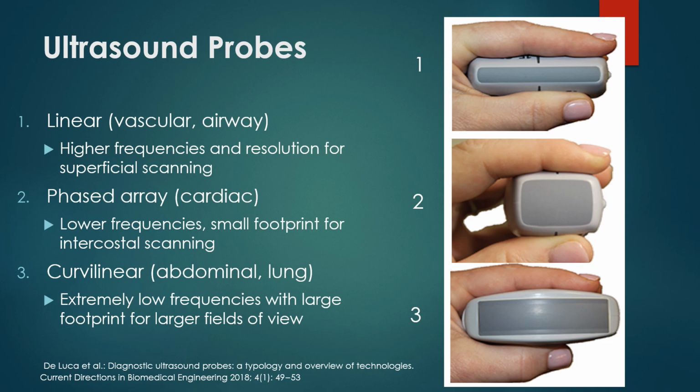Phased array, you have lower frequencies for more depth. You have a smaller footprint to get between the ribs. I like the phased array a lot. I think that since I'm doing a lot more abdominal chest wall scanning, pelvic scanning, I've gotten to where I have an appreciation for the curvy linear because you can get underneath structures and you have a larger field of view. It has very low frequencies with very large footprint, very good for the abdomen.